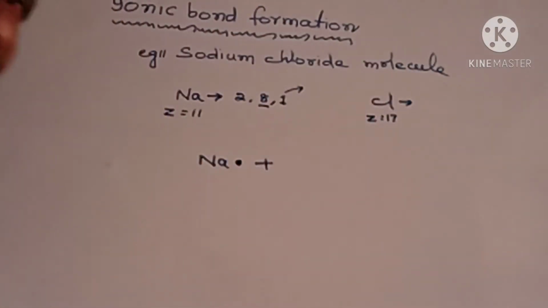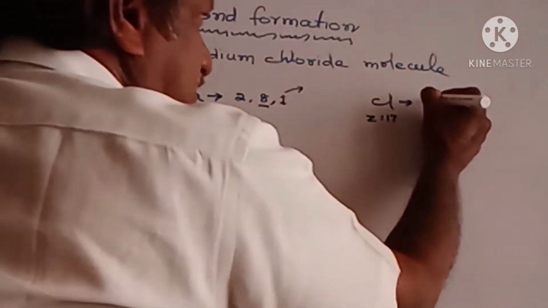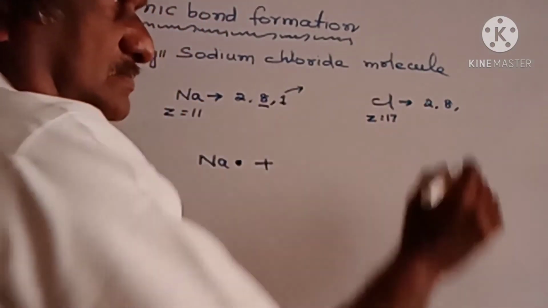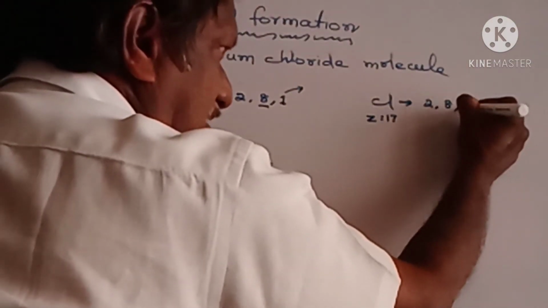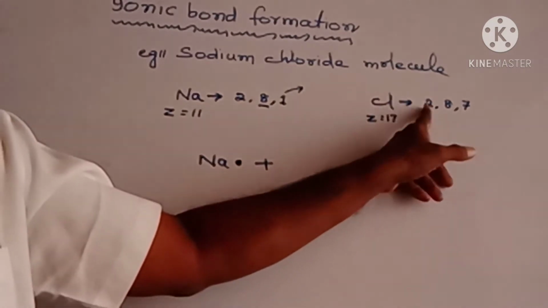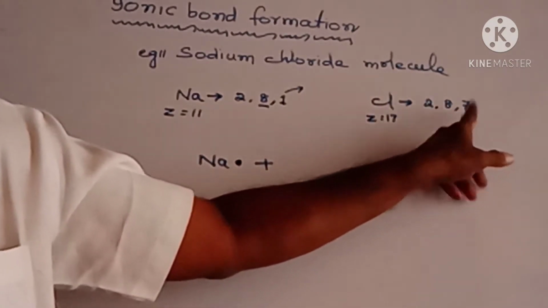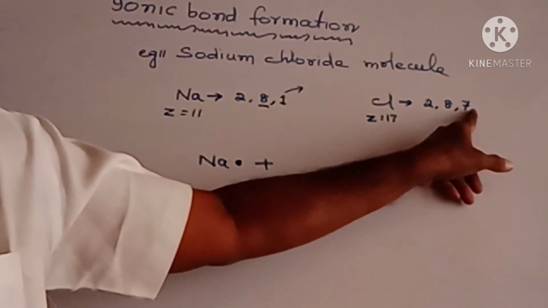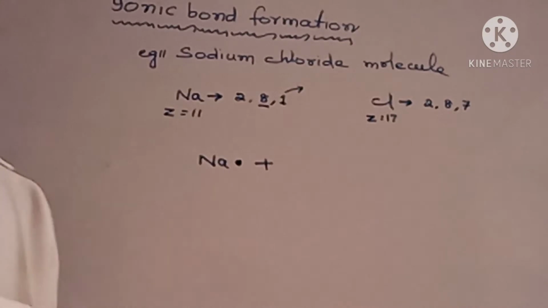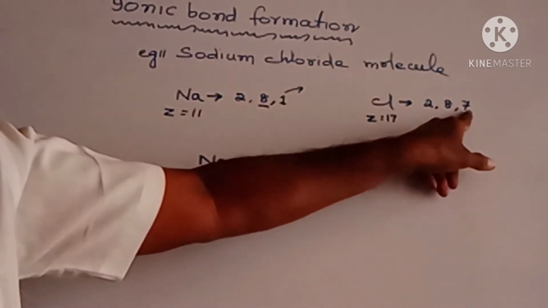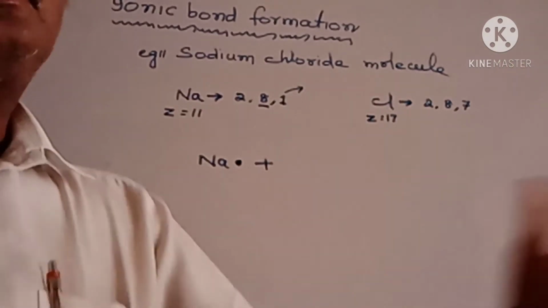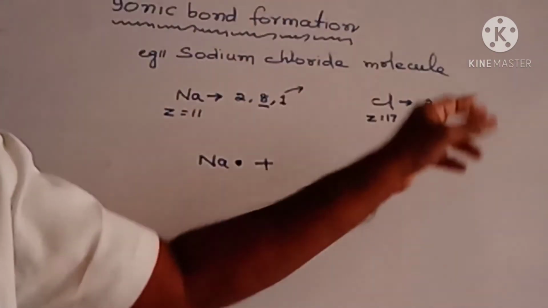When we observe its electronic configuration, the first orbit has 2 electrons, the second orbit 8 electrons, and the last third orbit 7 electrons. So the electronic configuration of chlorine is 2, 8, 7. In the last orbit there are 7 electrons, because of that the chlorine atom cannot get stability. To get stability, 1 electron is needed. So the chlorine atom is always ready to take 1 electron to get stability.